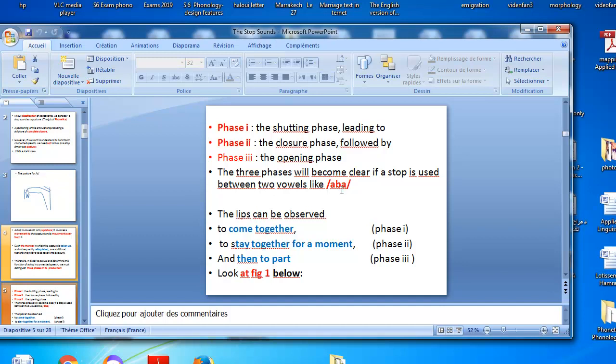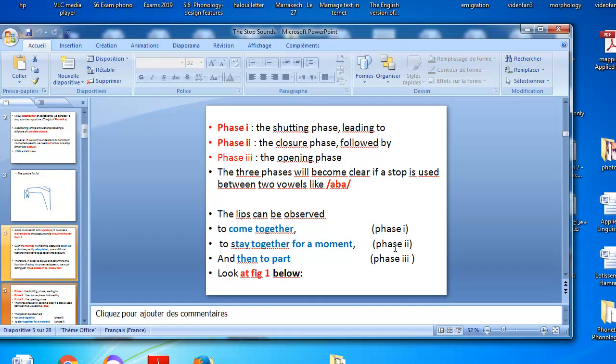Aba. Notice, when we want to produce B, especially after the production of the vowel A, here the first one, we notice that the lips can be observed to come together. There is a certain time that the two lips can take while coming towards each other. And after that, this is phase 1, there comes phase 2, when the two lips stay together for a moment. This is phase 2.